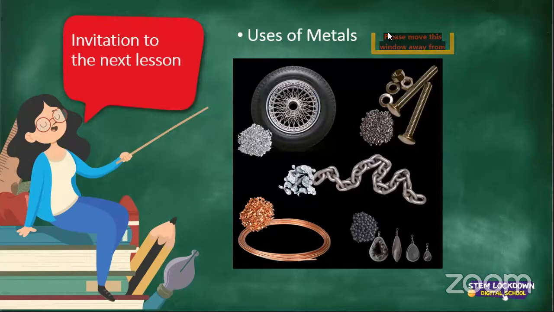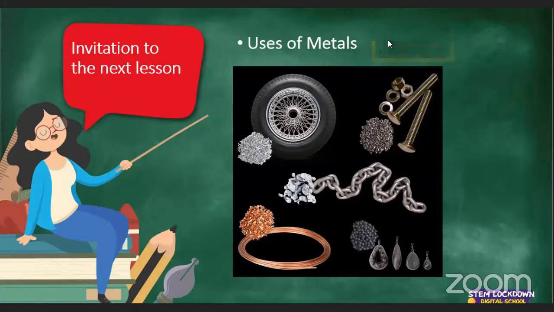So when we say it's shiny, it's because light reflects off the surface of the metal and it causes it to shine. So this is called luster. And also platinum. Platinum is a metal, very good, well done.